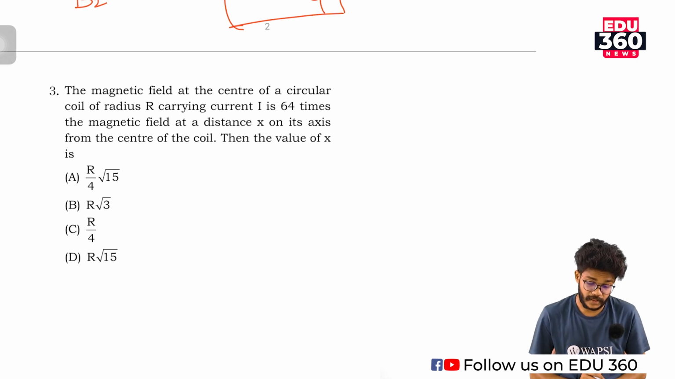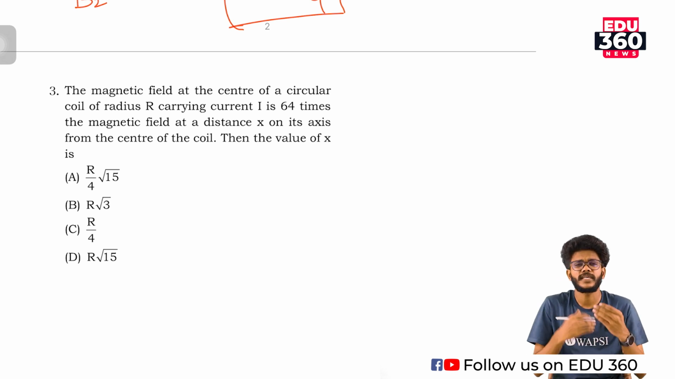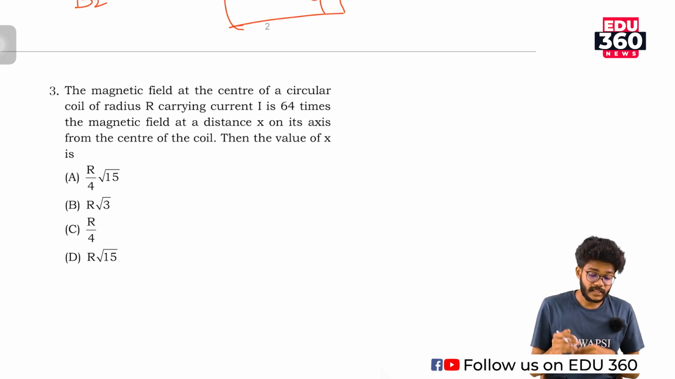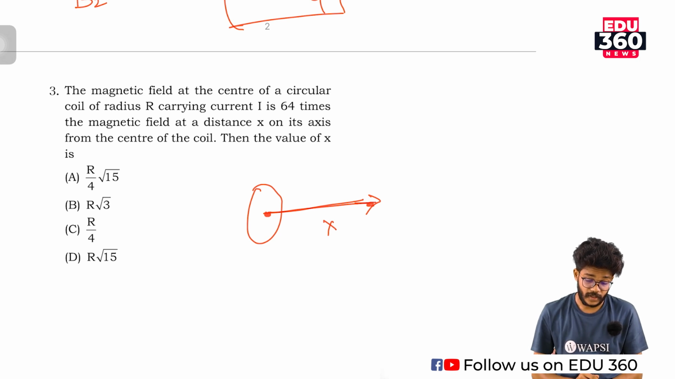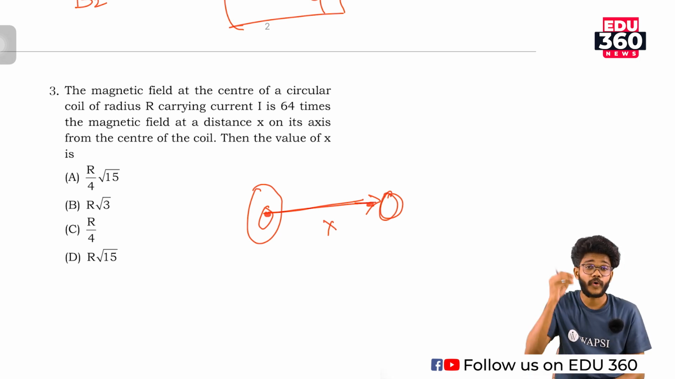The magnetic field at the center of a circular coil of radius r carrying current I is 64 times the magnetic field at a distance x on its axis. It's the same type of question, but the strategy is different. We want to know the equation for the magnetic field at the center and at a distance x from the center along the axis. What is the equation for the magnetic field at this position? We have already derived it.